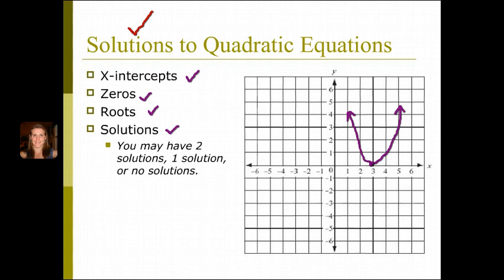If you have a parabola with two solutions, it crosses the x-axis in two different places, so you have two solutions. And if you have a parabola with no solutions, it's a parabola that never touches the x-axis. If it never crosses the x-axis, then it cannot have a solution.